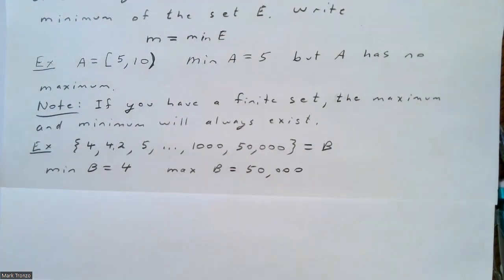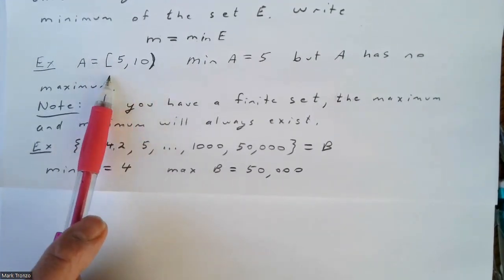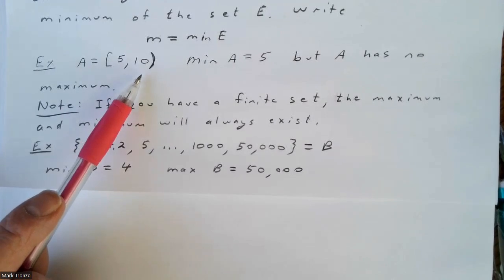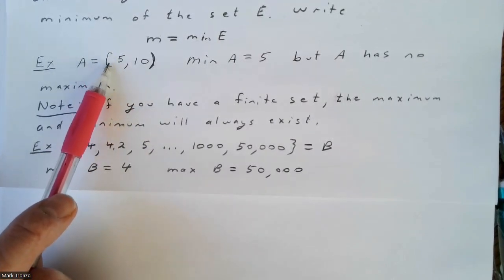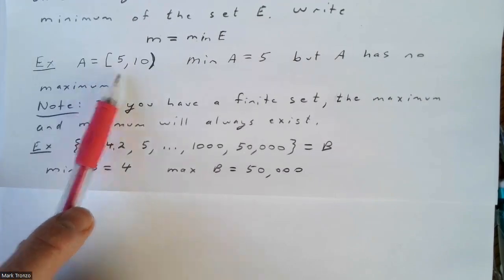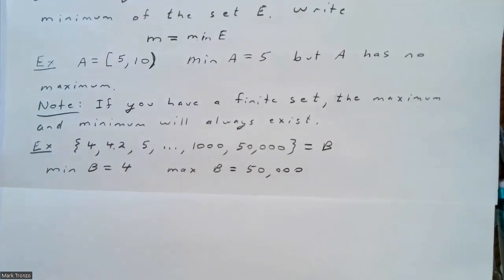See, the problem over here, we had an infinite number of points. And on the lower end, since our interval included the 5, it was part of the set. But on the upper end, 10 was not a maximum because it was not in the set. Any questions on any of that? Mostly definitions for now.